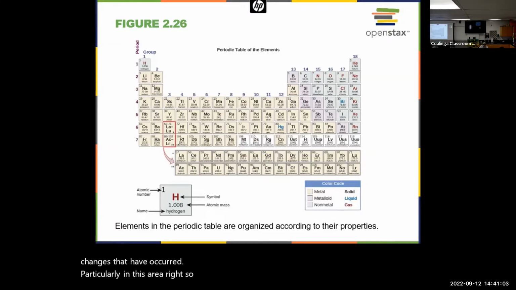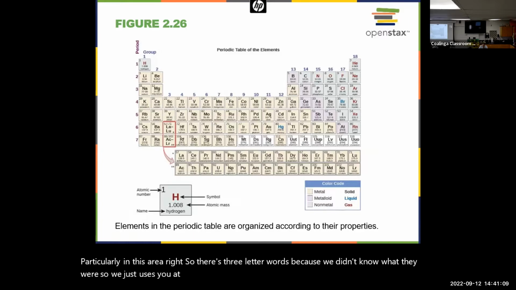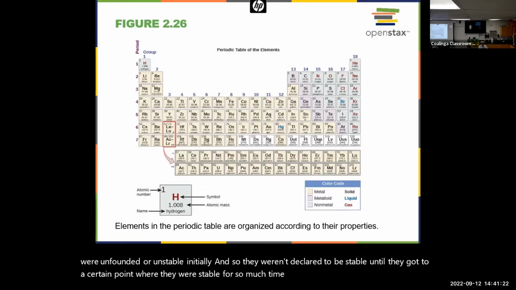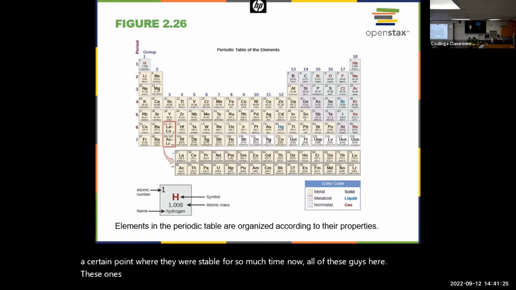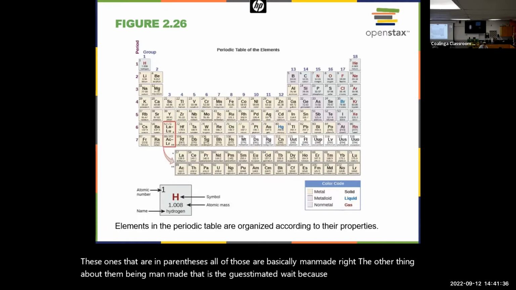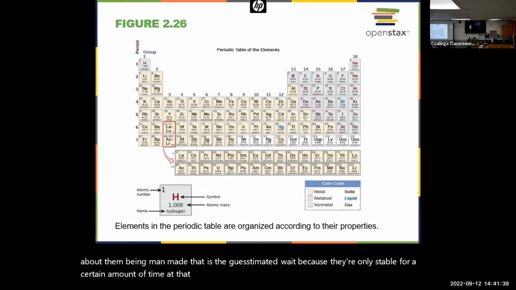So there's 3-letter symbols because we didn't know what they were. So we just use this U at the beginning, and it'd be UN, UNP, whatever. And so those were unfounded or unstable initially. And so they weren't declared to be stable until they got to a certain point where they were stable for so much time. Now, all of these ones that are in parentheses are basically man-made, right? The other thing about them being man-made, that is the guesstimated weight, because they're only stable for a certain amount of time at that particular weight. They're not maintained stable throughout the entire day. Okay, and so that's why you'll notice that.